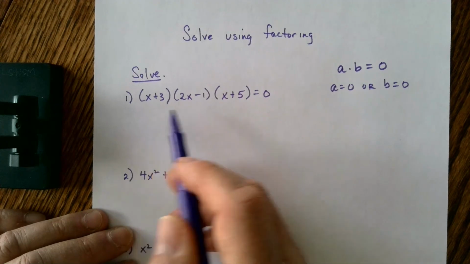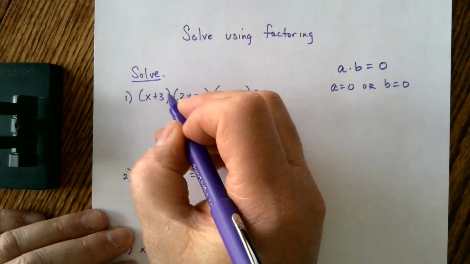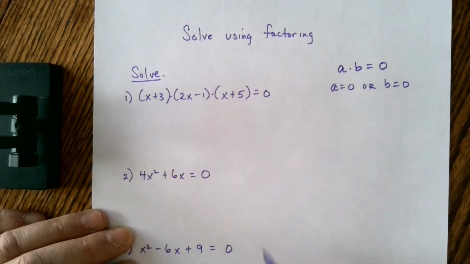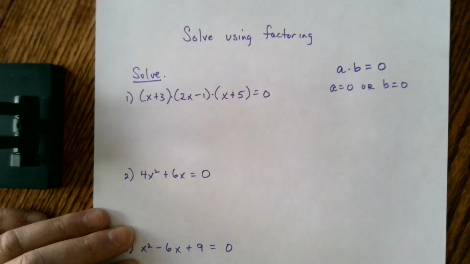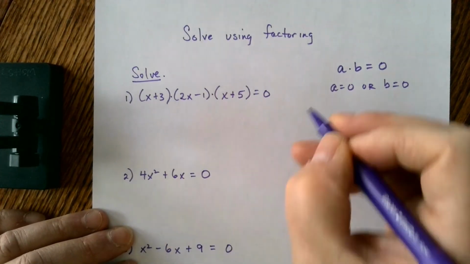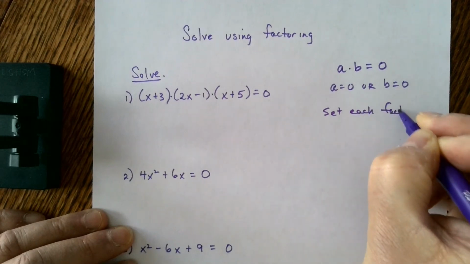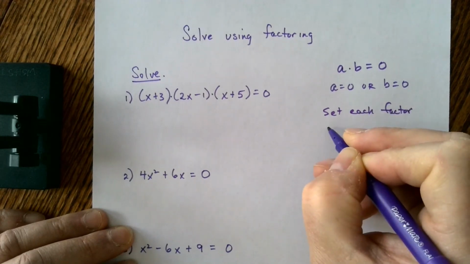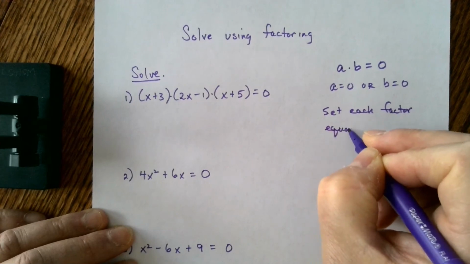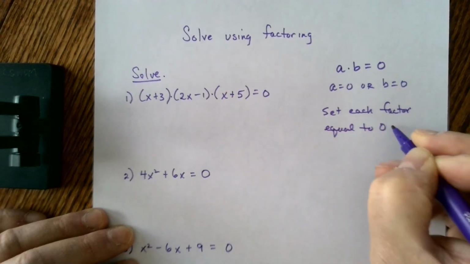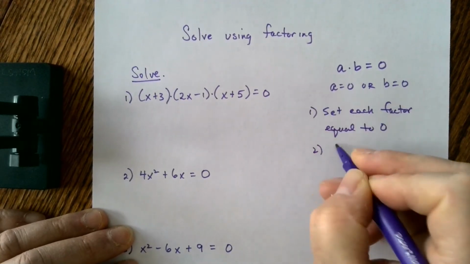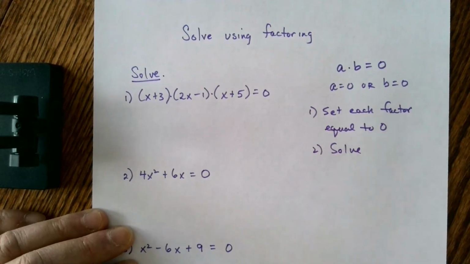So keeping that in mind, if I can get my polynomial into factored form, then all I really need to do is set each factor equal to 0 and then solve. So all we're asking to do here is just one more step. I'm going to go through this very quickly.